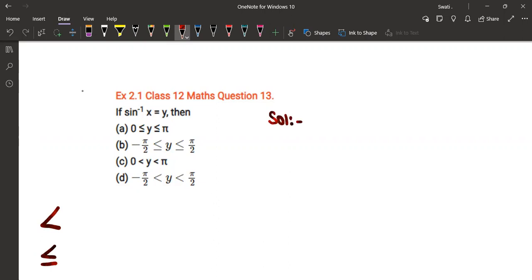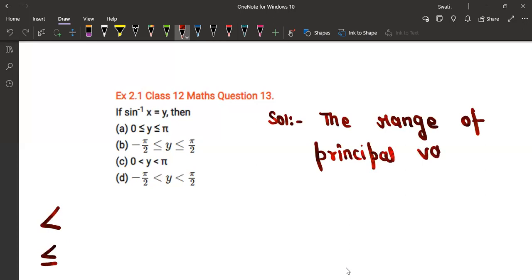This is a very simple question, straightforward, formula based. We were doing a lot of questions on what is the value of sine inverse sine theta, that is theta. Actually, all these formulas have a range, okay? The range of the principal value. So the range of the principal value of sine is fixed. The range of principal value of sine is minus pi by 2 to pi by 2, where of course minus pi by 2 and pi by 2 both are included.